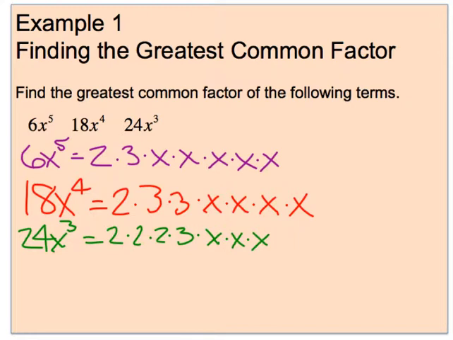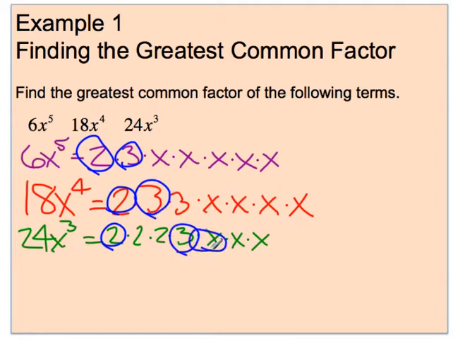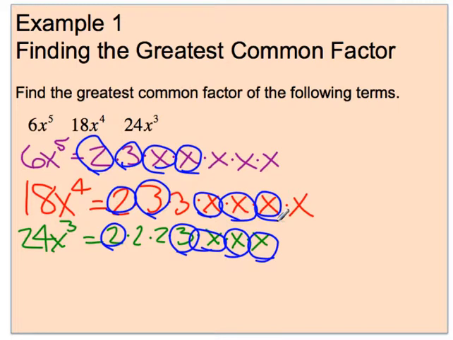Now at this point we want to circle the things that we have in common. So we can see here each of them has a 2. Each of them has a 3. And each of them has 3 x's. So we have 1 x, we have a second x in each, and finally we have a third x in each one.